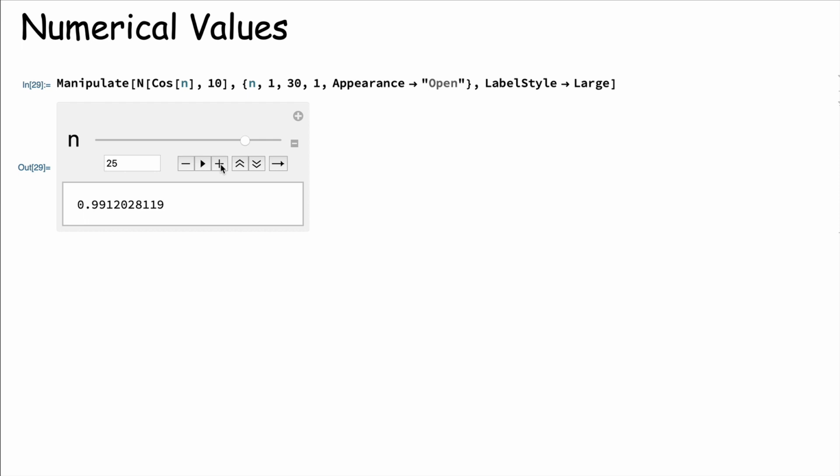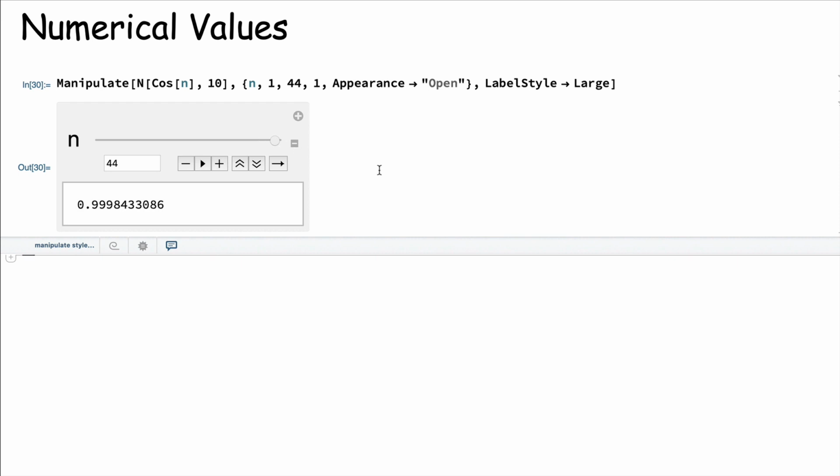I am only letting n go up to 30 here. Let's see if it gets closer to positive 1. No, it doesn't. However, if I go higher, in particular if I go up to n equals 44, it does get really close to 1, though not technically within 10 to the negative 4, but very, very close to that.